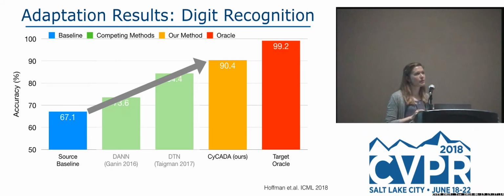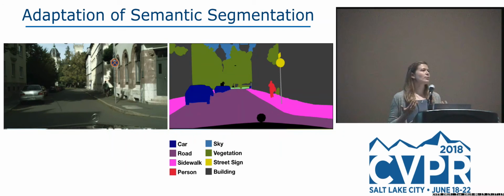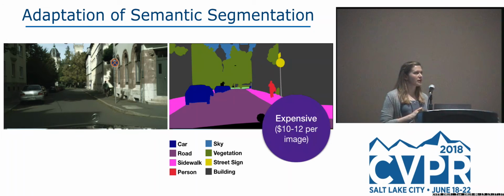So in the remaining couple minutes here, I'm going to show you some examples on a larger problem statement. Here, we're going to talk about semantic segmentation in driving scenes. Semantic segmentation is a very popular topic right now, and a lot of people are working on collecting different datasets. But unfortunately, because it's such a detailed annotation, it's extremely expensive to collect these annotations. In particular, a dataset that's being collected at Berkeley costs between $10 to $12 per single image.